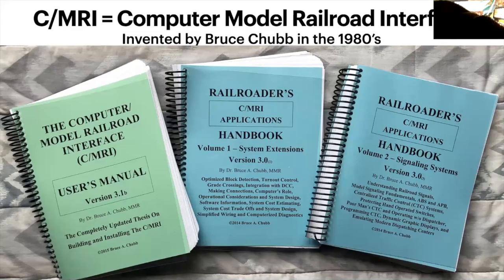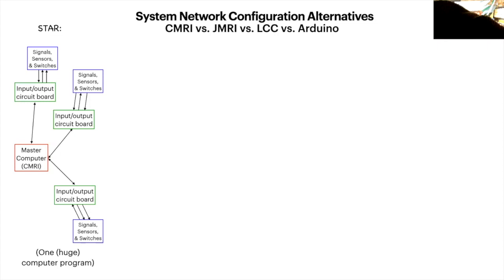This is the manual for Bruce Chubb's CMRI, which was a very famous series of articles that he did in the 1980s and 90s, actually, because computer model railroad control has gone through several iterations. This is a lot of information to read. It sets up what's called a star network. So in the red box, you have the master computer, which is a PC of some kind. And then it directly connects to a bunch of input-output boards with unique connectors. And then they connect, again with unique connectors, to signals, sensors, and switches that actually run the railroad.